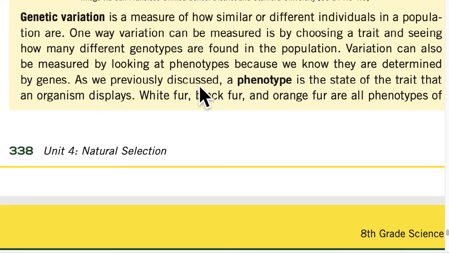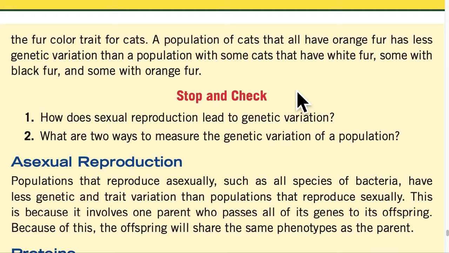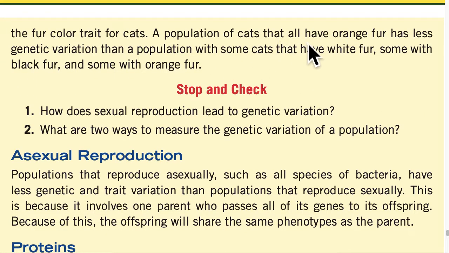As we previously discussed, a phenotype is the state of the trait that an organism displays. White fur, black fur, and orange fur are all phenotypes of the fur color trait for cats. A population of cats that all have orange fur has less genetic variation than a population with some cats that have white fur, some with black fur, and some with orange fur.